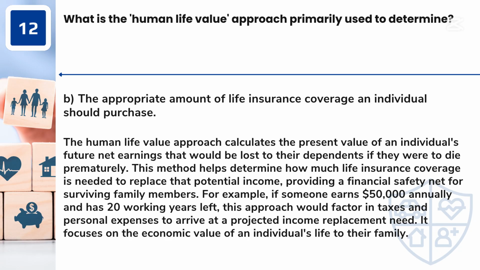The human life value approach calculates the present value of an individual's future net earnings that would be lost to their dependents if they were to die prematurely. This method helps determine how much life insurance coverage is needed to replace that potential income, providing a financial safety net for surviving family members. For example, if someone earns $50,000 annually and has 20 working years left, this approach would factor in taxes and personal expenses to arrive at a projected income replacement need. It focuses on the economic value of an individual's life to their family.